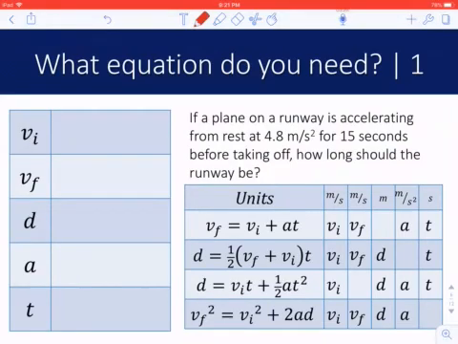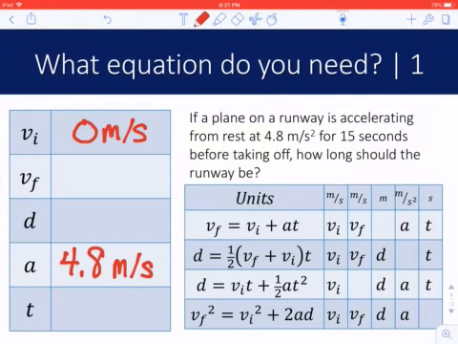It says a plane is on a runway and it's accelerating from rest. That means the initial velocity is 0 meters per second because it's accelerating from rest. And it says the acceleration is 4.8 meters per second squared. If you're not sure what variable is being represented, look at the units. Meters per second squared will always be your acceleration. For 15 seconds, that's your time. And it says how long should the runway be, and that's going to be the distance.